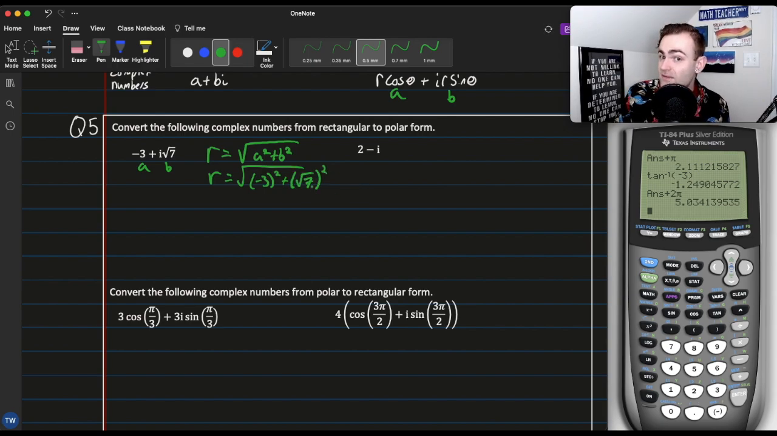Square root of 7 squared is 7. Remember that the square and the square root are inverses. They would cancel each other out. And the -3 squared is 9, so 9 plus 7 is 16. Square root of 16 is 4, so the radius here is 4. Great. How do we find the angle?